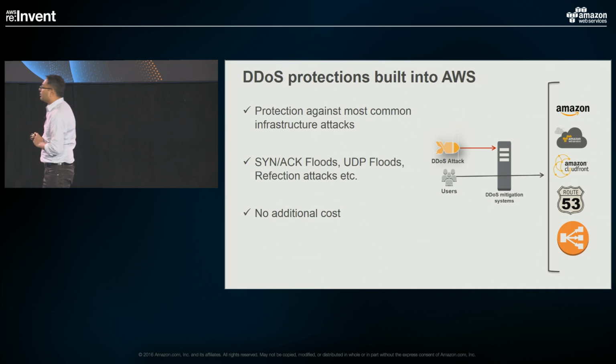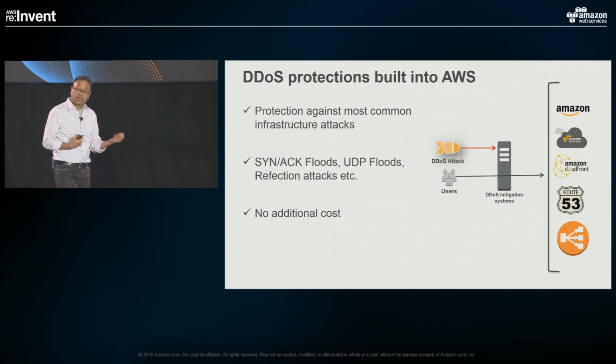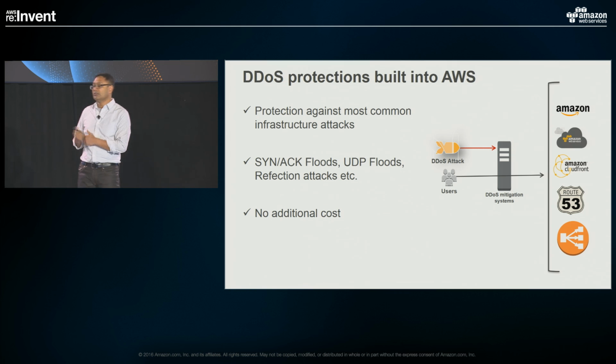So here's how it actually looks. You have a DDoS attack, and we have our DDoS mitigation systems that front Amazon CloudFront, Route 53, ELB, our regions as well. And these devices are services that we've custom built. They monitor every single packet that's coming in. They do fairly sophisticated things as well. So one of the things that's mentioned here is SYN floods.